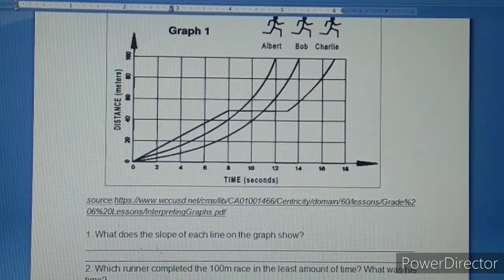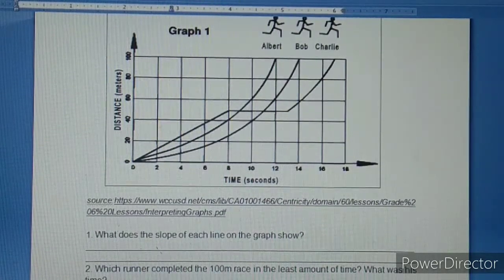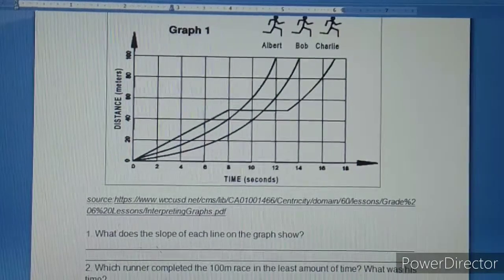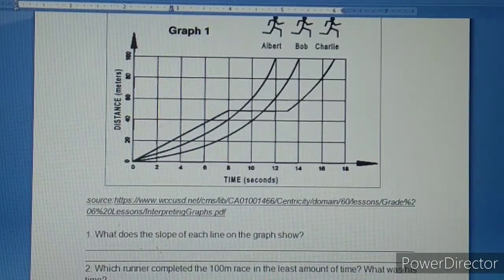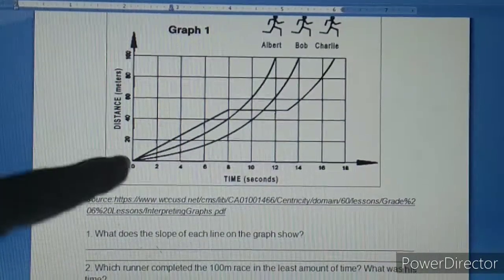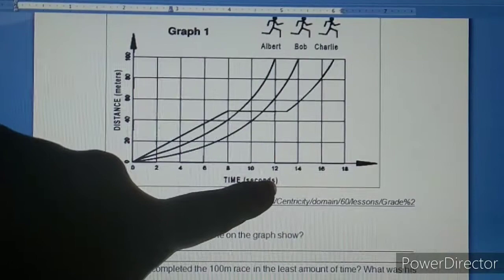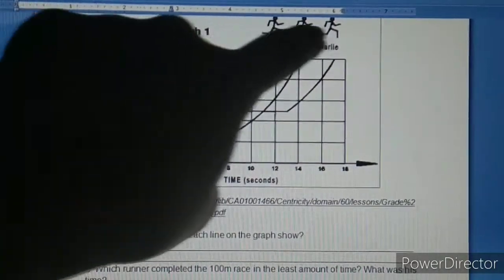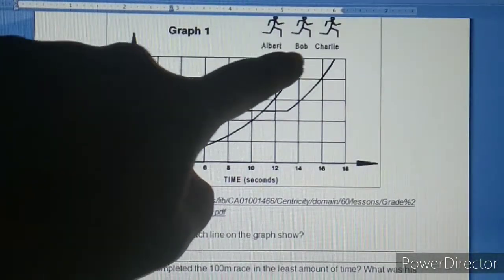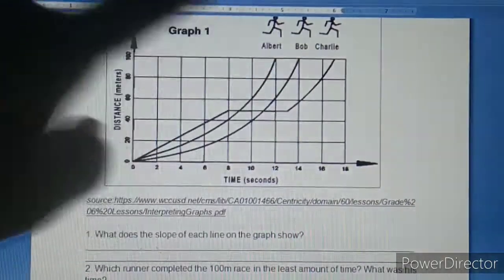So, question number 1. What does the slope of each line on the graph show? The correct answer is it shows the distance and time traveled by the runners. So Albert, Bob, and Charlie are the runners.